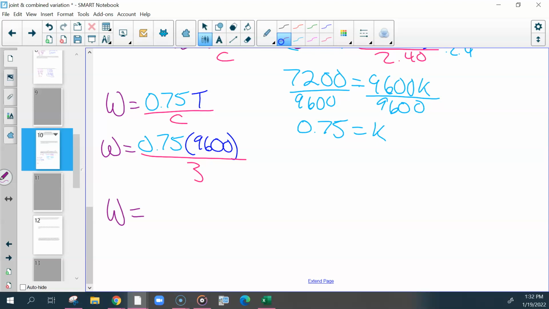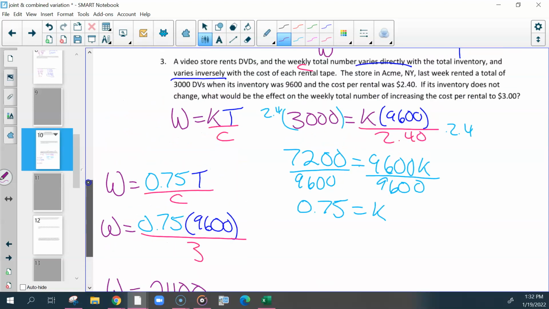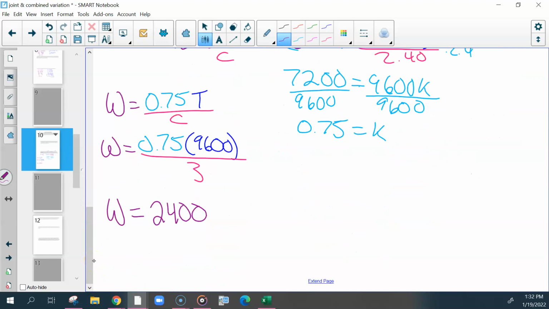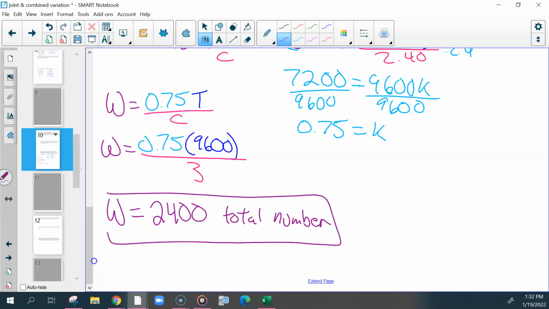What did we get for that answer? 2,400. Remember that your applications need units. W was weekly total number, so how do you remember that? The process is really the same, there's just more variables now. Do you have any questions on 3?